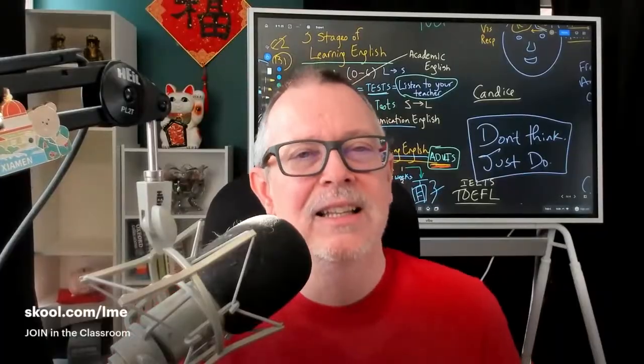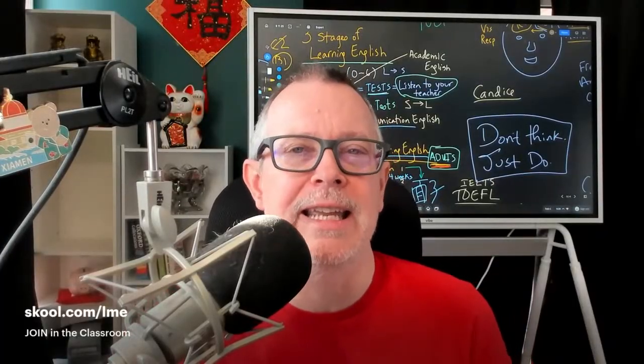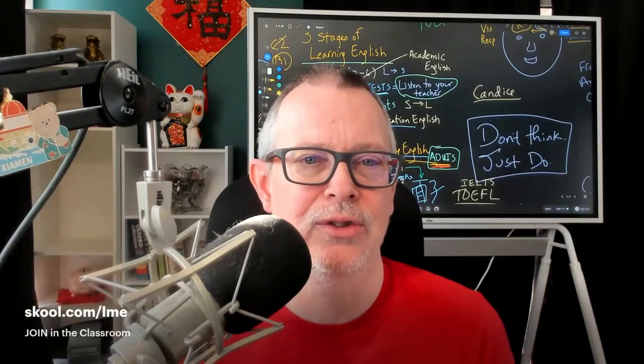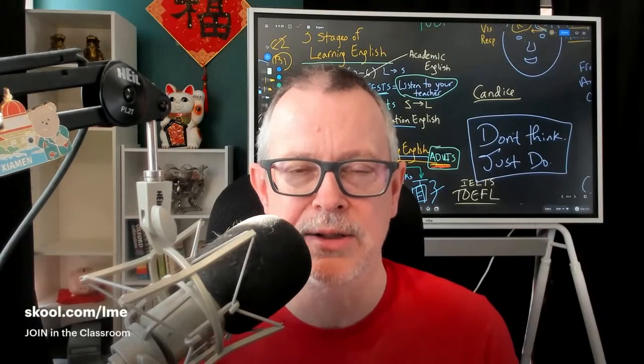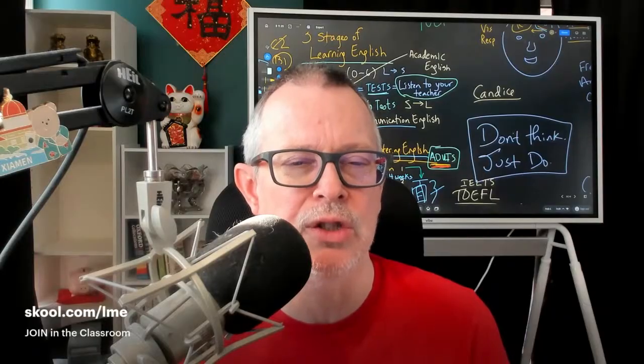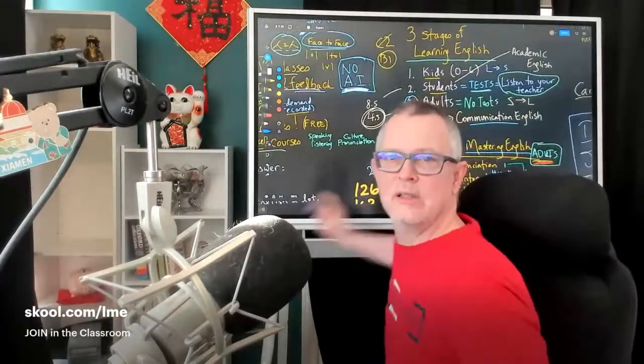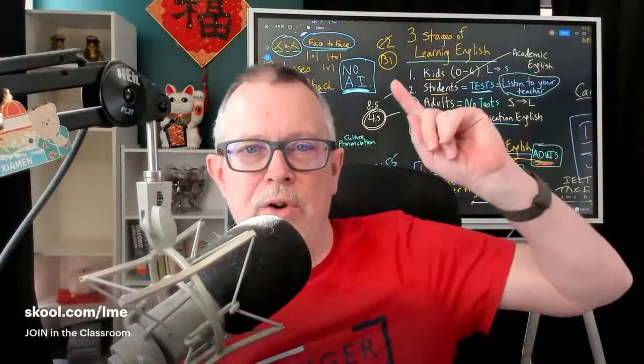So when you are learning English as a second language, as a foreign language, there are 3 stages that you need to recognize, okay? And you need to figure out which stage you are. I have it behind me. I'm going to push it over here so you can see it a little better. So the 3 stages of learning English: kids, students, and adults. The way people learn English is different at these stages.